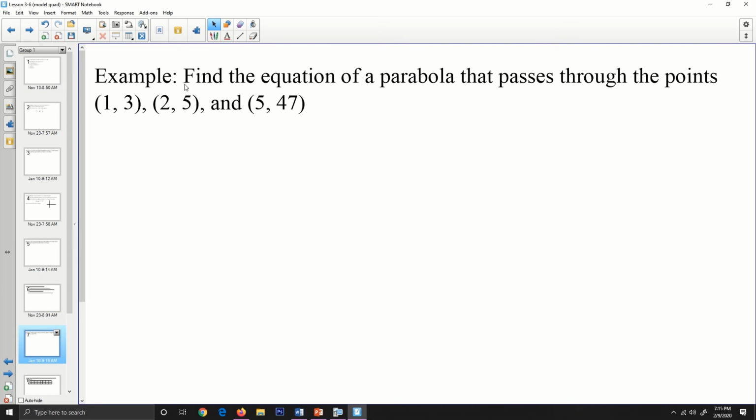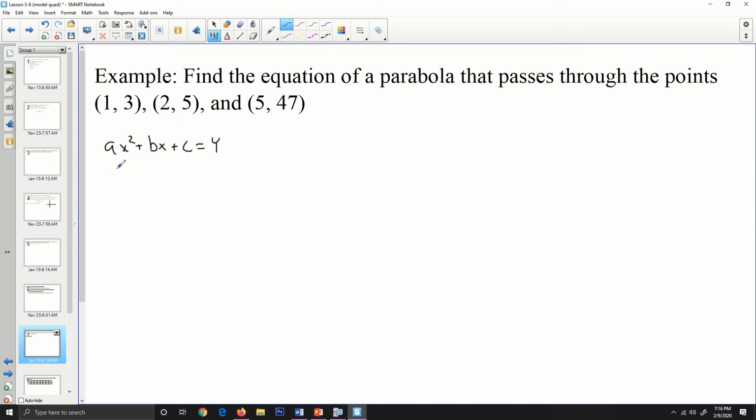Well, if I'm given an example where I say find the equation of a parabola that passes through the points (1, 3), (2, 5), and (5, 47), we know that our generalized quadratic function looks like this: ax squared plus bx plus c equals y. And each of these points tells me that when I plug 1 in for x, I'll get 3 out. When I plug 2 in for x, I'll get 5 out. When I plug 5 in for x, I'll get 47 out.